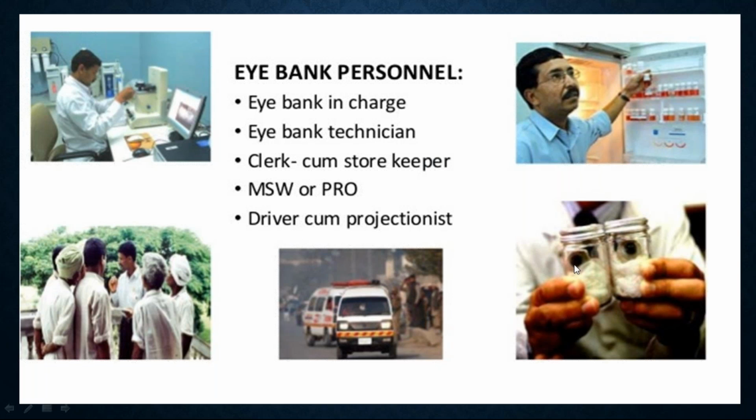This is the eyes. The entire eyeball is retrieved and stored in the medium. This red one is the MK medium, the mechanical medium, where the sclerocorneal button is stored in the medium. Here the entire eyeball is stored in the medium. Here the sclerocorneal button is stored in the medium. This red or orange color is the MK medium.